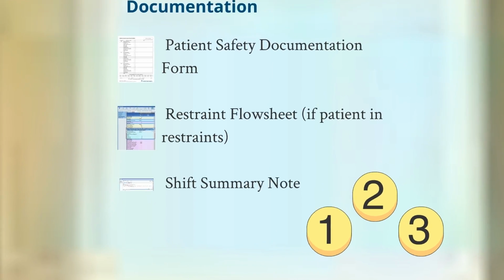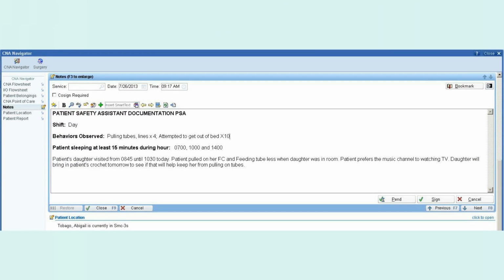A shift summary note is used at the end of your shift to document what your patient had. You're using the Patient Safety Assistant documentation in your summary note. From your CNA Navigator, you can select notes, and in the Insert Smart Text box, type in PSA. This generates the Patient Safety Assistant documentation note. Using this particular note, document all of the behaviors that you see in your patient.